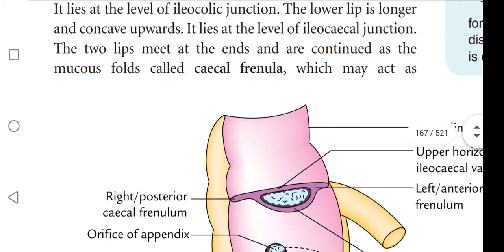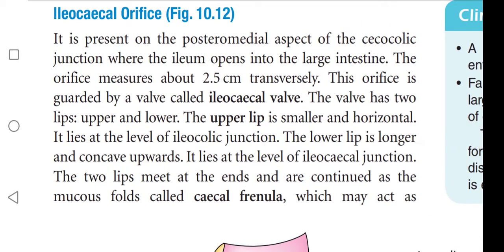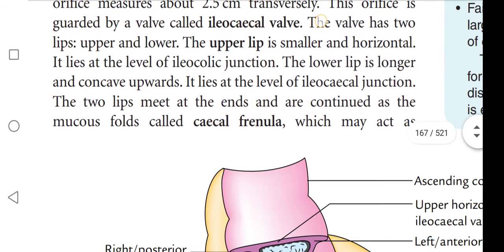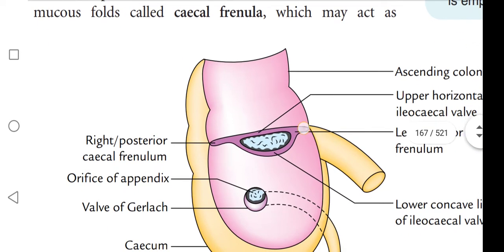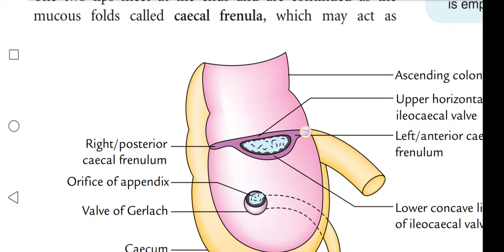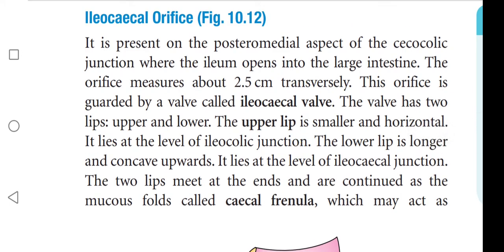This is the cecocolic junction where the ileum opens into the large intestine. The orifice measures about 2.5 centimeters transversely. This orifice is guarded by a valve called the ileocecal valve.